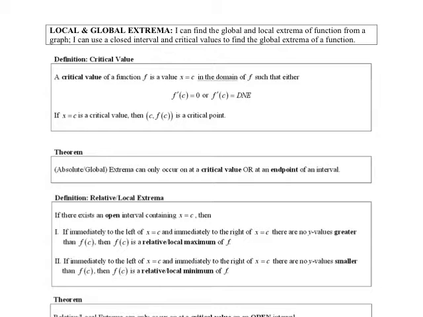And we're going to get to that, but for now let's learn some vocab words that we're going to use pretty often. A critical value of a function is a value x equals c that is in the domain of f. So it has to actually be in the domain such that f prime of c equals 0 or f prime of c does not exist. And there's our calculus right there. Critical values are going to occur where the derivative is 0 or where the derivative does not exist.